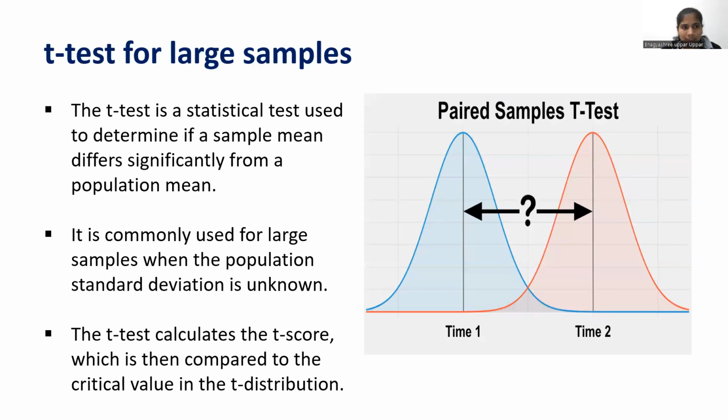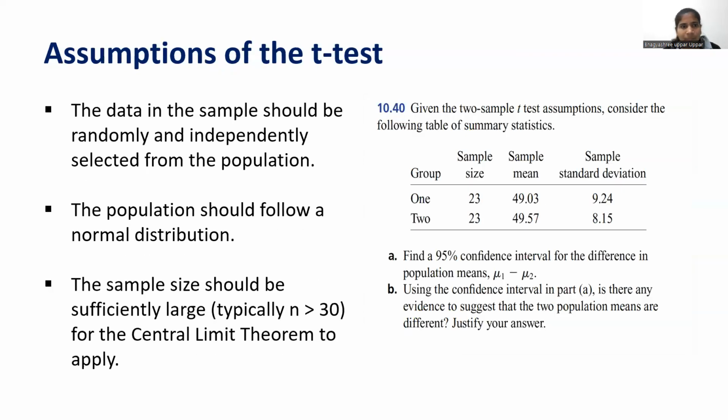T-test for large samples. The t-test is a statistical test used to determine if a sample mean differs significantly from a population mean. It is commonly used for large samples when the population standard deviation is unknown. The t-test calculates the t-score, which is then compared to a critical value in the t-distribution. Paired sample t-test: time 1, time 2.